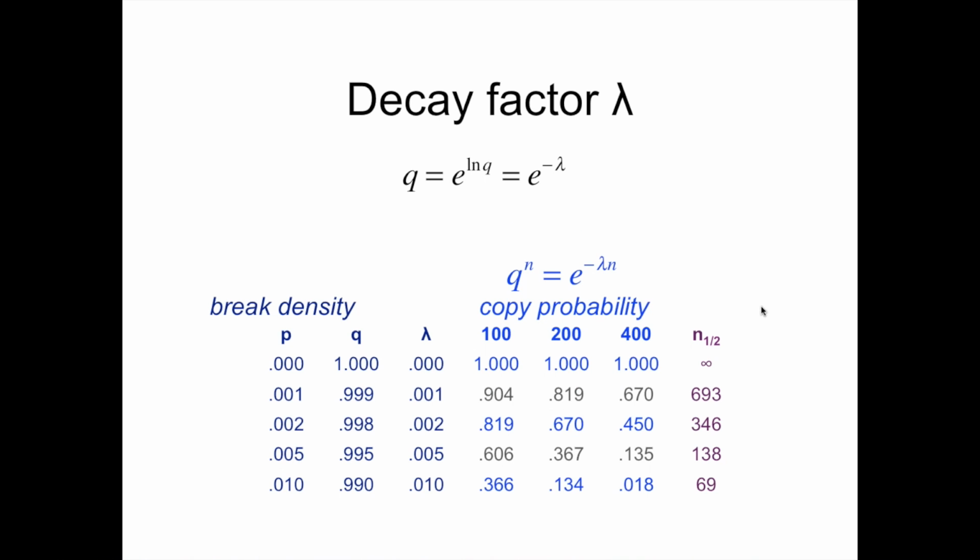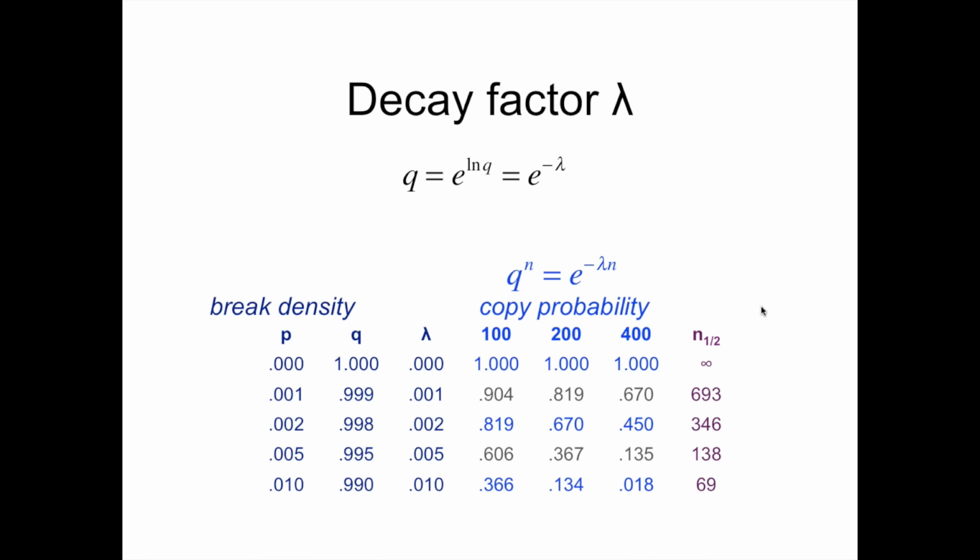Now in science, we often take a look at decay curves. And here, the decay factor lambda, that's the Greek letter, little l, lambda, is easily related to the probability that there's a break, because just by some algebra, Q is equal to e to the natural log of Q, and then if we set lambda equal to the negative natural log of Q, that guarantees that lambda is a positive number. Since the log of a number between 0 and 1, that's a probability, will end up being negative. So that is the decay factor, e to the minus lambda.